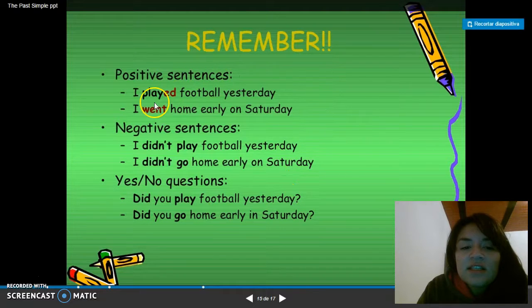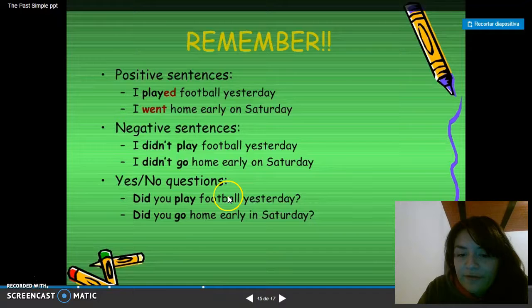Remember, positive sentences. I played football yesterday. I went home early on Saturday. Negative, I didn't play. You see, notice the difference. Played, because I have it here. I didn't play football yesterday and I didn't go home early on Saturday. Be careful. There's no question. Did you play football yesterday? Did you go home early on Saturday? Remember, did is here. You don't need the verb in past, in its base form.